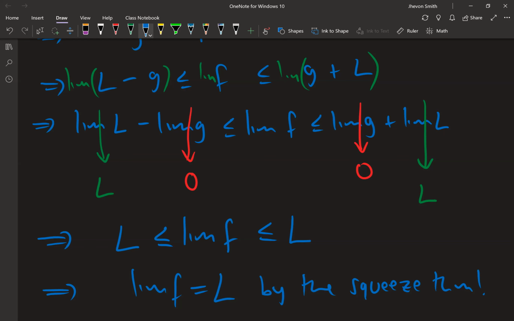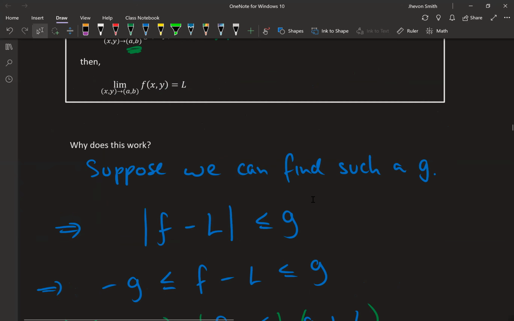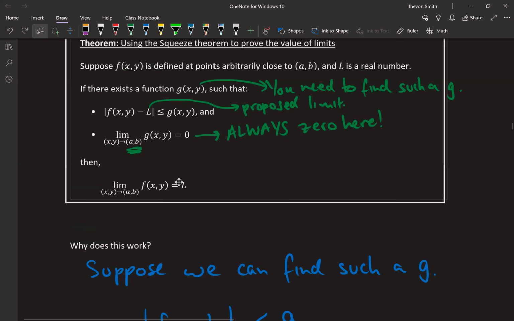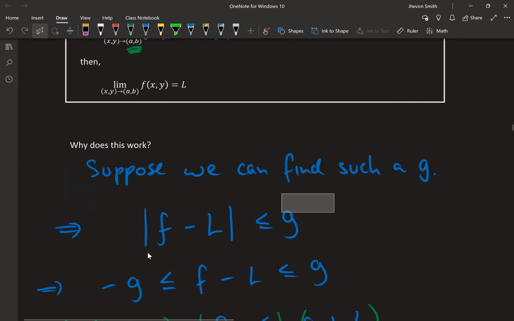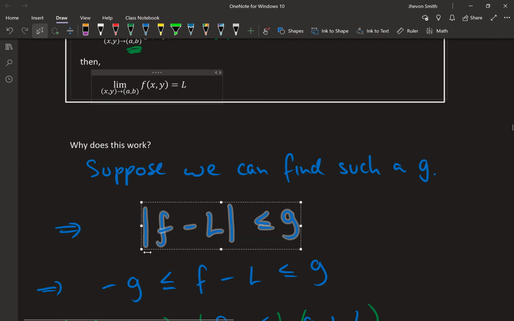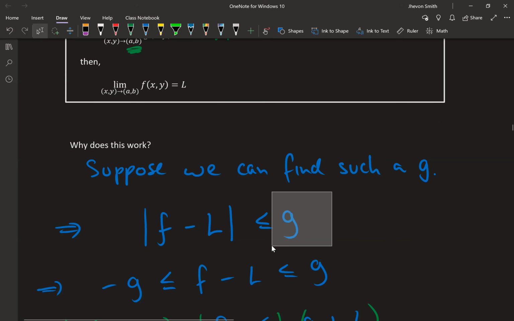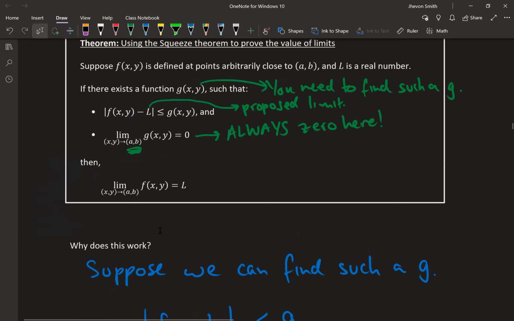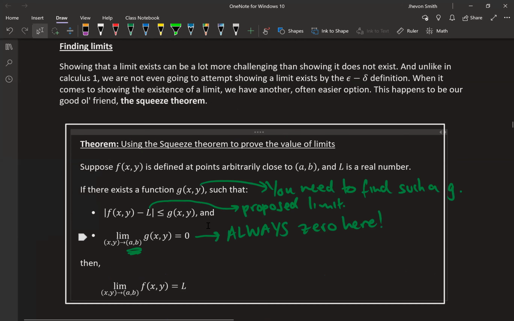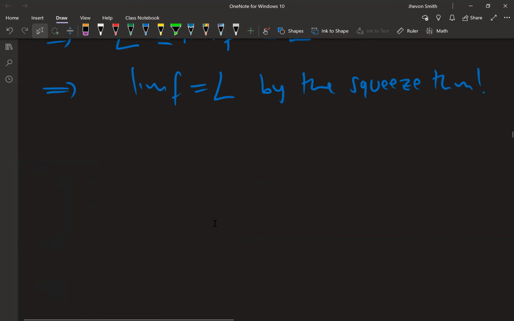Right? So this is the goal. As long as you can find such a function g, you're golden. Find a function such that this absolute value inequality holds, and at the same time, the limit of this function goes to 0, and it's guaranteed that the limit of f will approach L. And of course, you're taking the limit that you're given, the limit as (x, y) approaches (a, b), whatever you're concerned about.